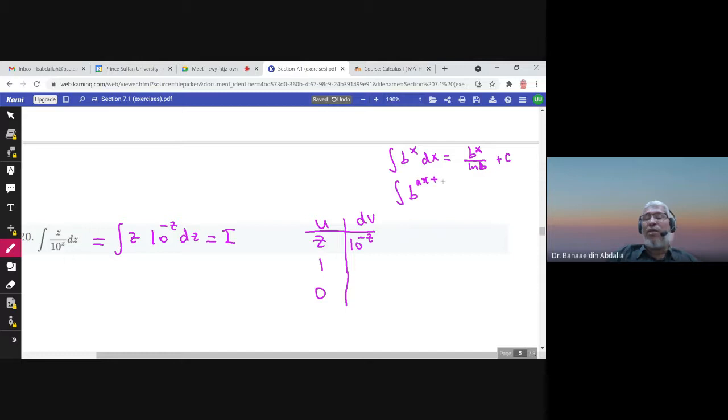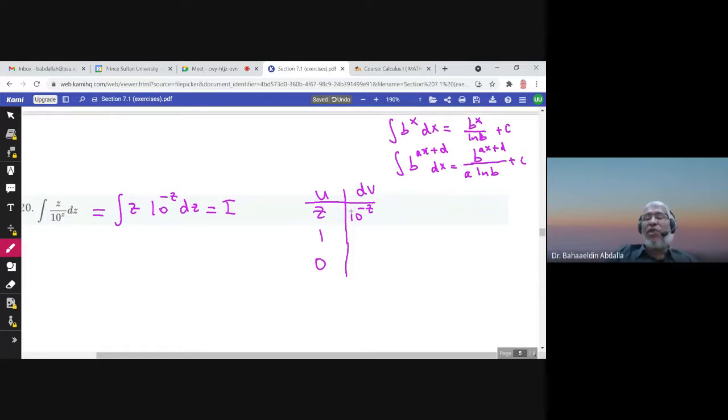What would happen if I use ax plus d, any number here? Replace x by ax plus d. The integral would be b to the power ax plus d over ln b, and also times 1 over a, the derivative of ax plus d, plus c. So pay attention. When you find the integral of 10 to the power negative z, it is 10 to the power negative z over ln 10, but there is a negative sign, so multiplied by minus sign.